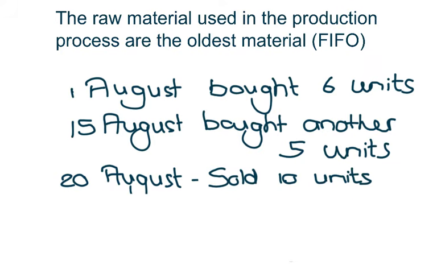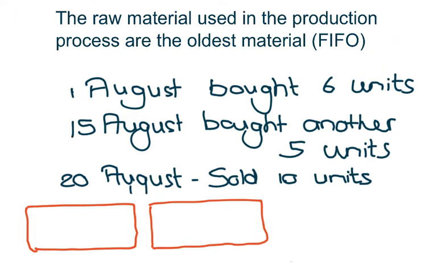There's another example once again, and we can quickly draw this one. Also remember, in a test or exam, you don't need to draw this. It's only for me to explain it. Maybe it's better to understand, or easier to understand. All right, so I have the 1st of August. I had 6 units. There's my 6 units. All right, and then on the 15th, I bought another 5.